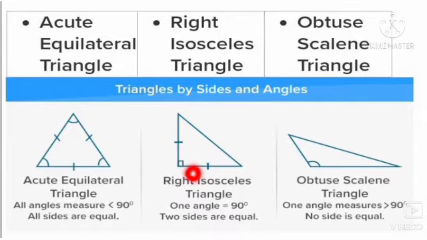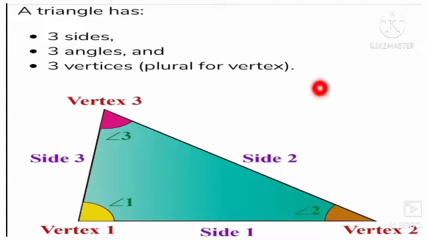Two equal sides means it is an isosceles triangle and one angle equal to 90 degrees means right triangle. So both properties are there, and the triangle is said to be a right isosceles triangle. In obtuse scalene triangle, one angle measures greater than 90 degrees and no sides are equal. So this triangle is said to be an obtuse scalene triangle. Children, once again let us recall, a triangle has three sides, three angles and three vertices. The plural of vertex is vertices.